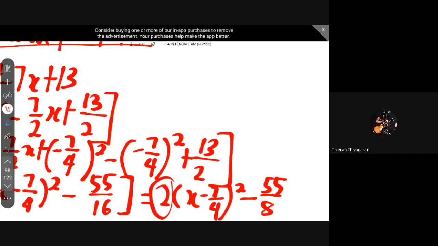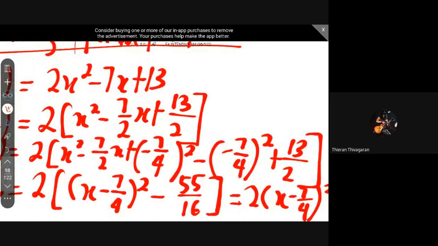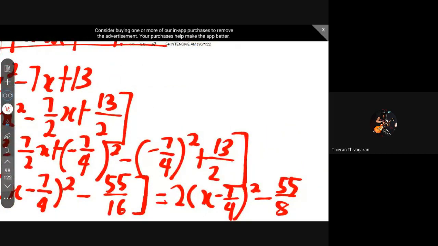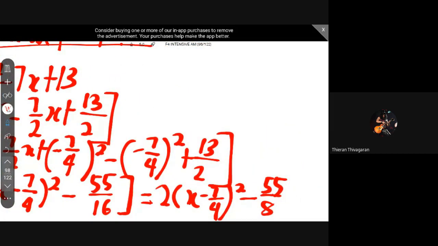Oh, Afika yang ni. Kamu dapat masuk 2 dengan 55 per 16. So, kamu dapat negatif 55 per 8. Okay, pengembangan biasa sahaja. Kena kembangkan pada setiap ungkapan dalam kurungan tu. Okay, so you will get something like this. So, what is your axis of symmetry over here, guys? Apa persamaan paksi simetri kamu?